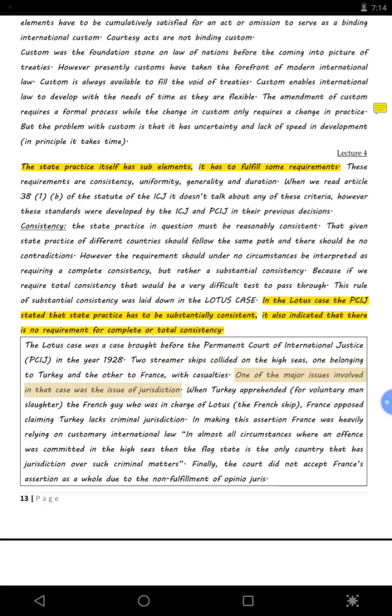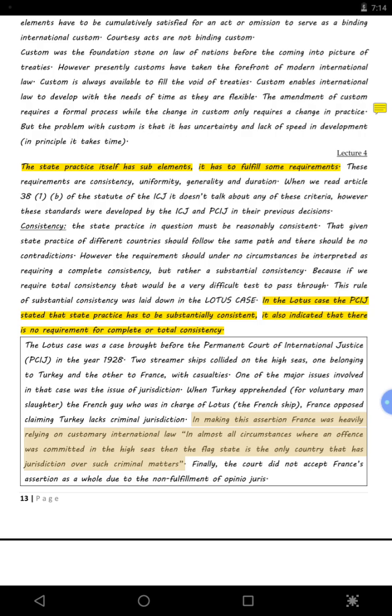One of the major issues involved in that case was the issue of jurisdiction. When Turkey apprehended, for voluntary manslaughter, the French guy who was in charge of Lotus, the French ship, France opposed, claiming Turkey lacks criminal jurisdiction. In making this assertion, France was heavily relying on customary international law.